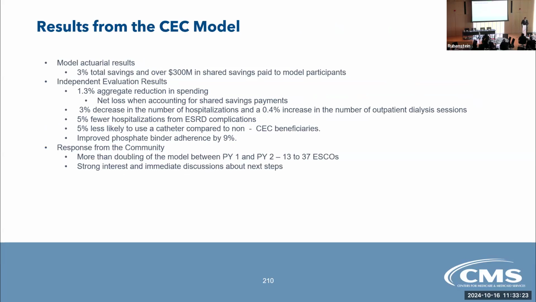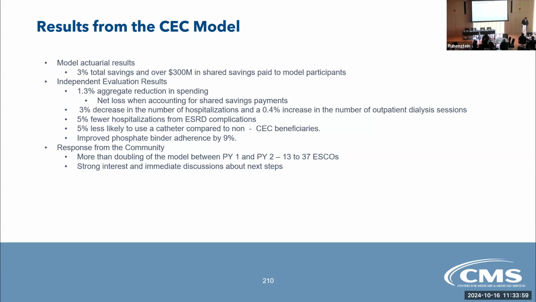So going through this now, the official numbers, the actuarial savings, how they did relative to a benchmark. Our model showed approximately 3% total savings and over $300 million in shared savings paid to model participants. We also have at CMMI an independent evaluation, folks who are still within the group, but they conduct their own evaluation of what the results were versus a matched comparison group. So trying to make it pretty rigorous there. Their results did show a reduction in spending, but less than the amount that we ultimately paid out in shared savings. But they did show some great quality results.